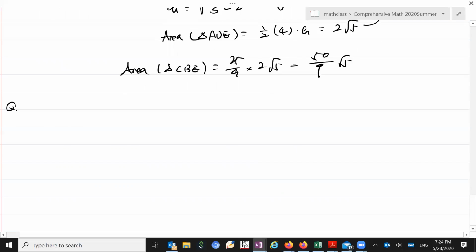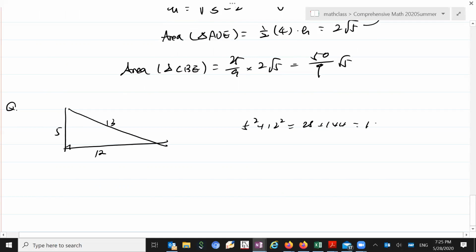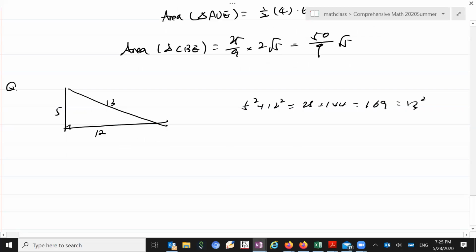Next problem is how to find the radius of the circle inside of the triangle. You can begin with a right triangle. So this is a right triangle. Here's a 5. Here's 12. And the other one may be 13. Right? And 5 squared plus 12 squared equals 25 plus 144 is 169, which is 13 squared. So it's indeed a right triangle.